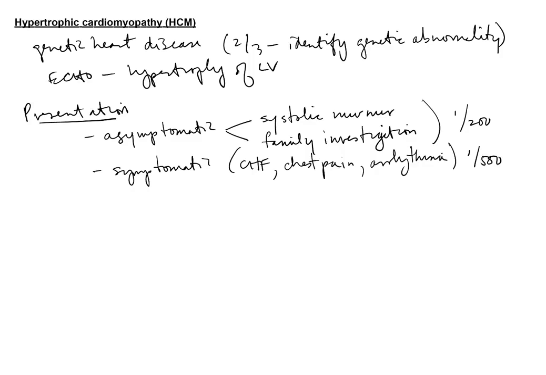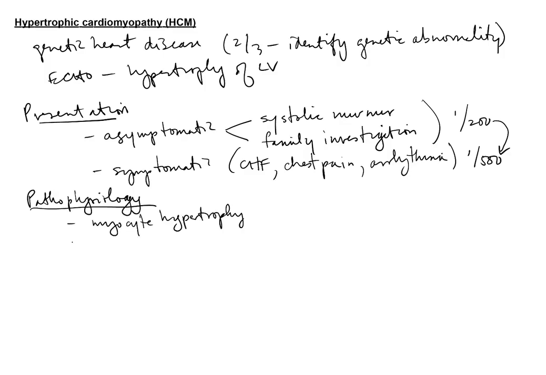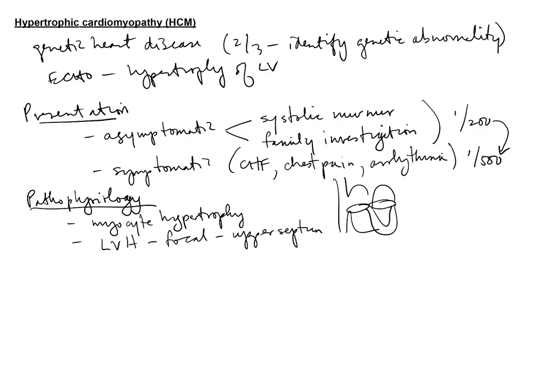So when we talk about this genetic to phenotype gap, you can see many, many more people have the mutations than have clinical manifestations of them. And that's one of the big problems in this whole area of disease. The pathophysiology, we see myocyte hypertrophy. And this manifests as left ventricular hypertrophy, which tends to be reasonably focal and most often seen in the upper septum. We're going to find the septal hypertrophy here in the upper septum.